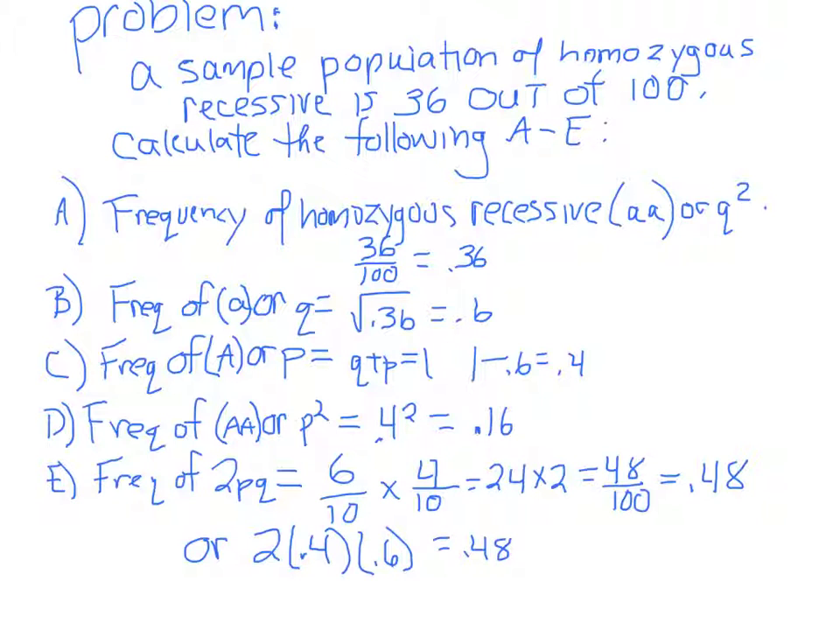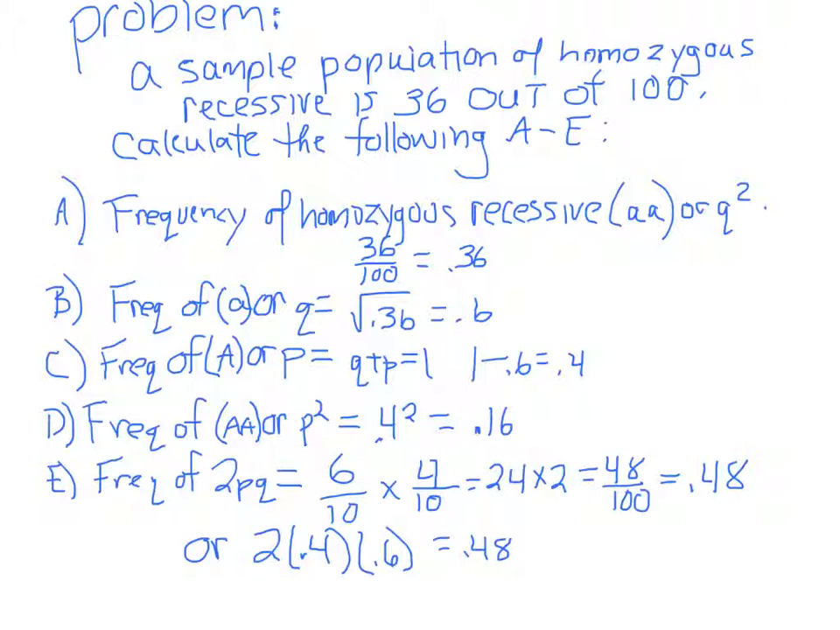Then they ask us to calculate the frequency of the dominant allele, or uppercase A, which is equivalent to p. So we know that q plus p equals 1. So if we take 1 minus 0.6, we get 0.4 for our dominant allele. D is the frequency of the homozygous dominant, or p squared. We get 0.4, and we're going to square it, and we get 0.16 for our frequency of our homozygous dominant.